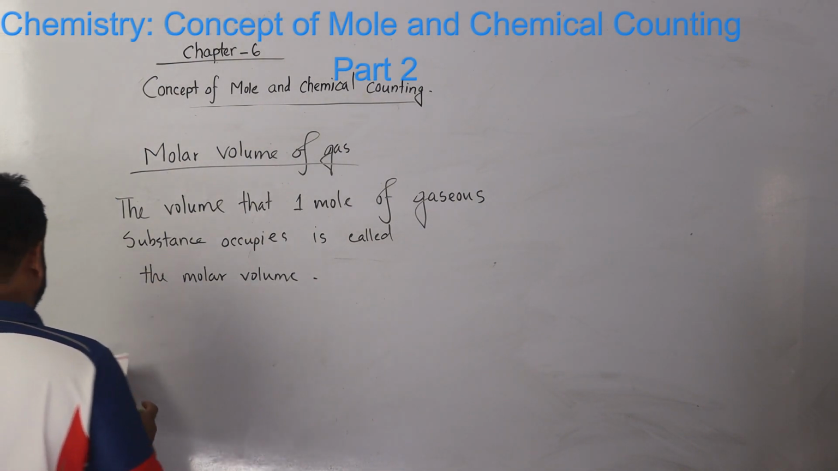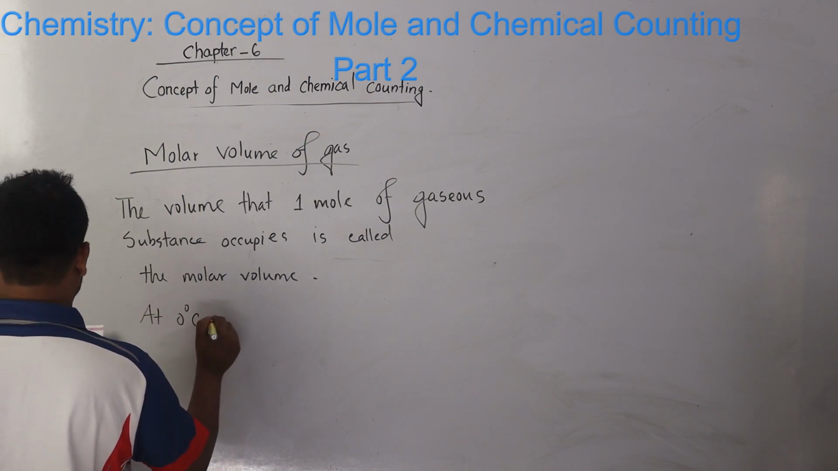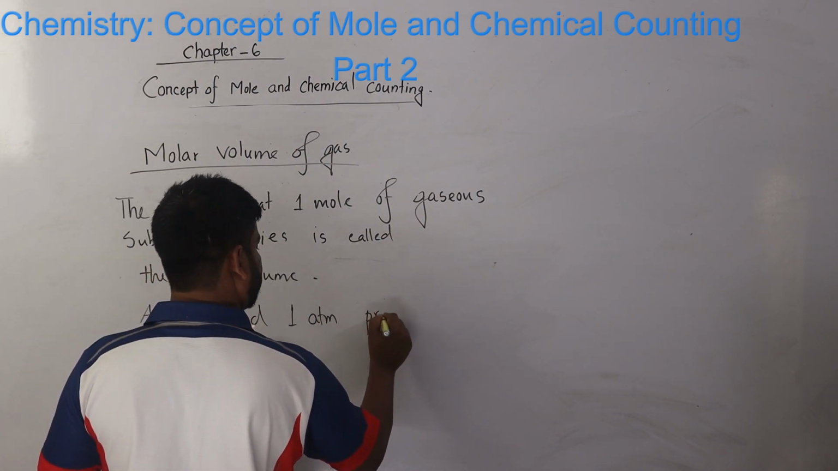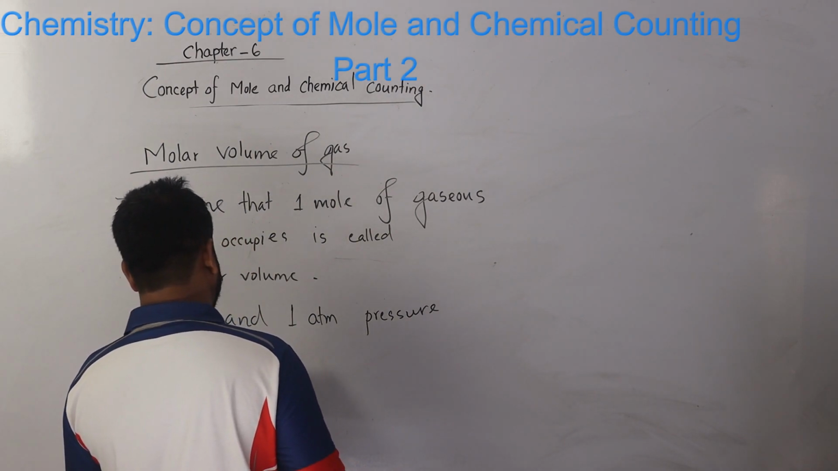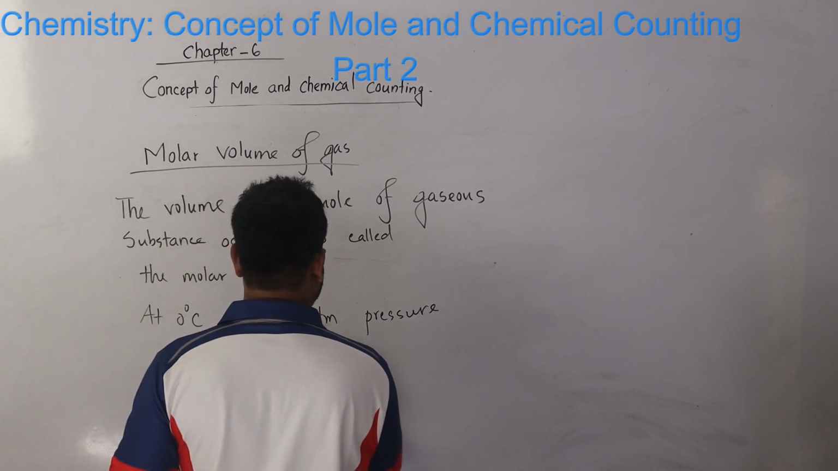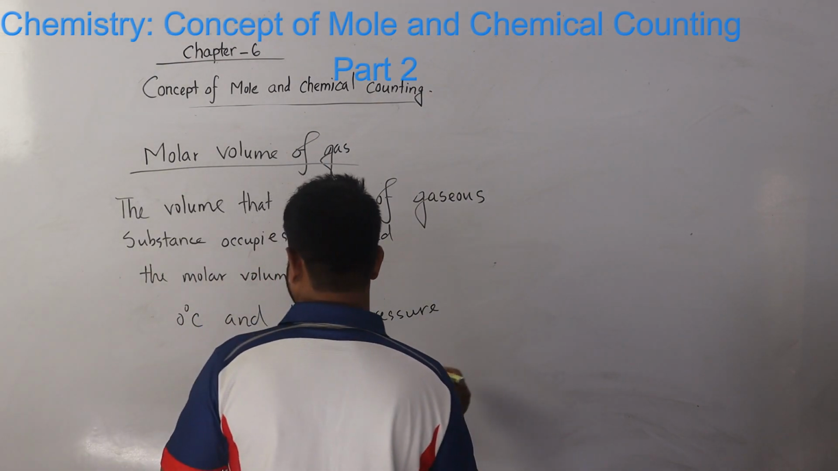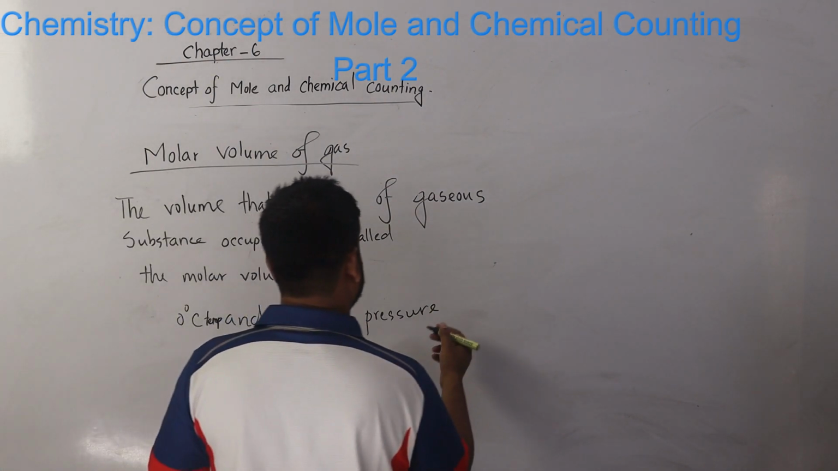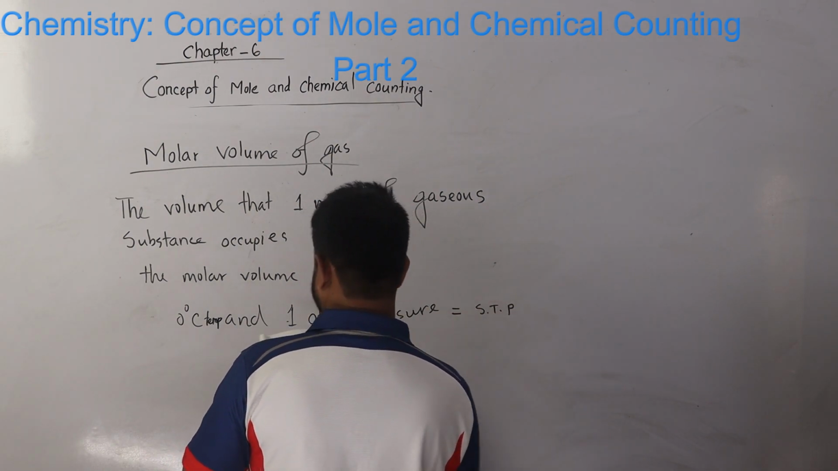So remember, 0 degree Celsius temperature and 1 atmospheric pressure is called standard temperature and pressure, STP, standard temperature pressure.